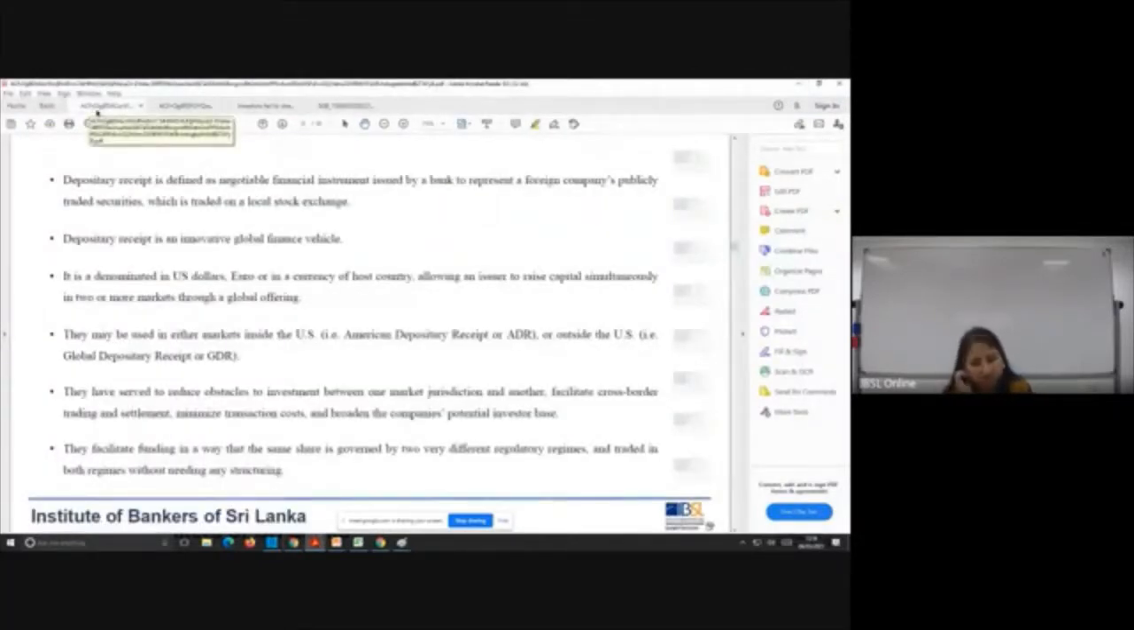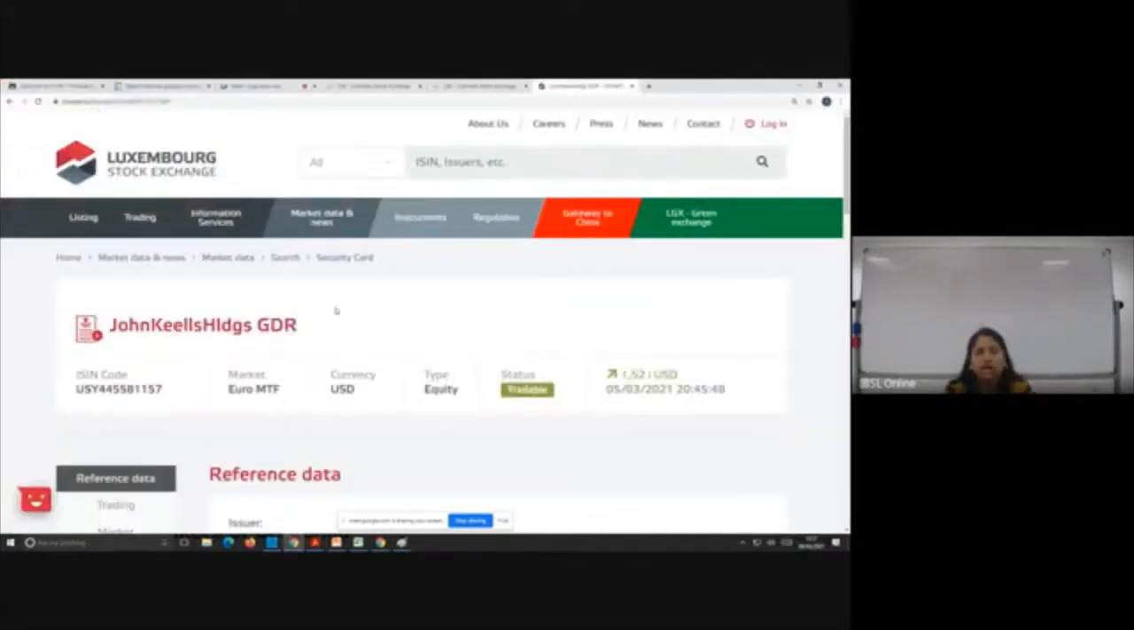Now, these depository receipts can be divided into two. One is the global depository receipt, the other one is the American depository receipt. How can you divide it into two? The division is very, very simple. If you issue your depository receipt inside the United States of America, then obviously it's the American depository receipt. But if you issue your depository receipt anywhere else in the world other than the US, then it is called the global depository receipt.